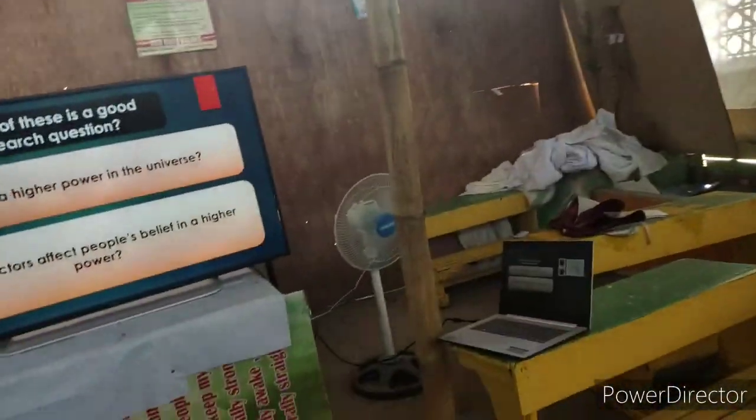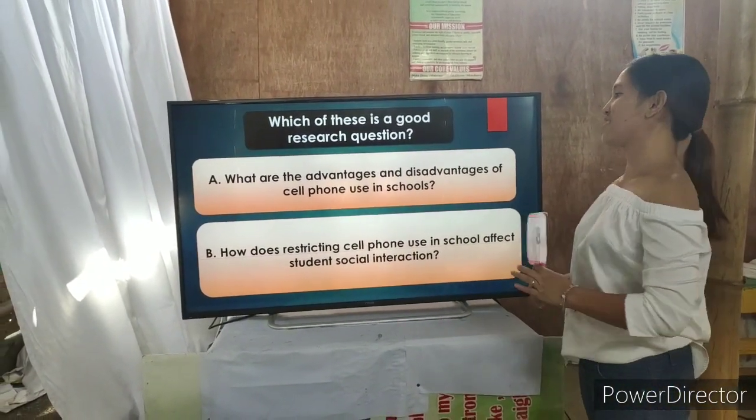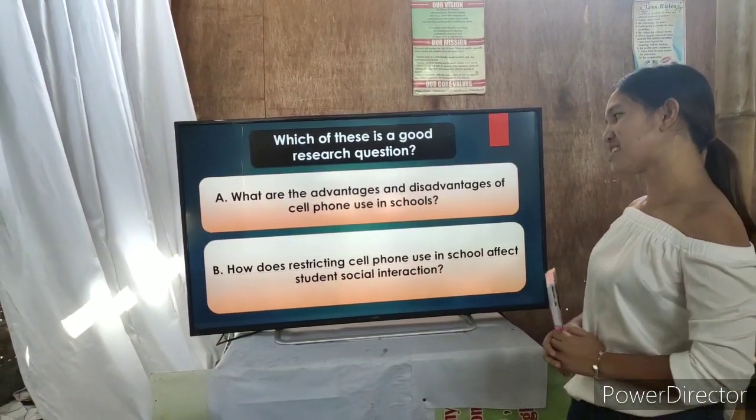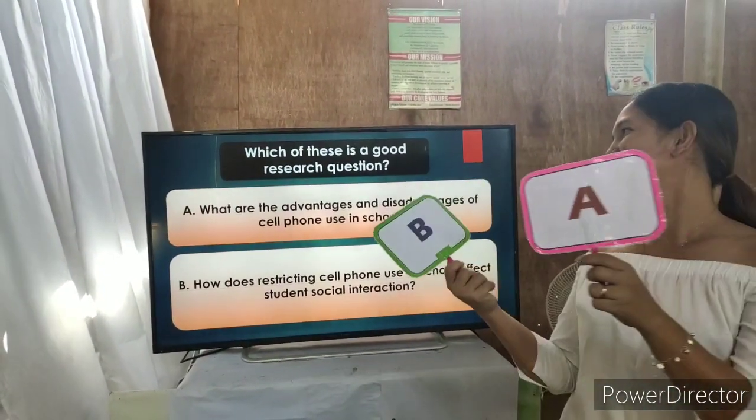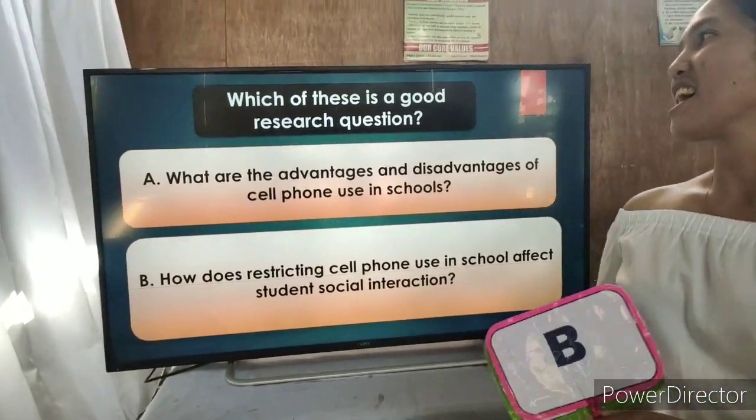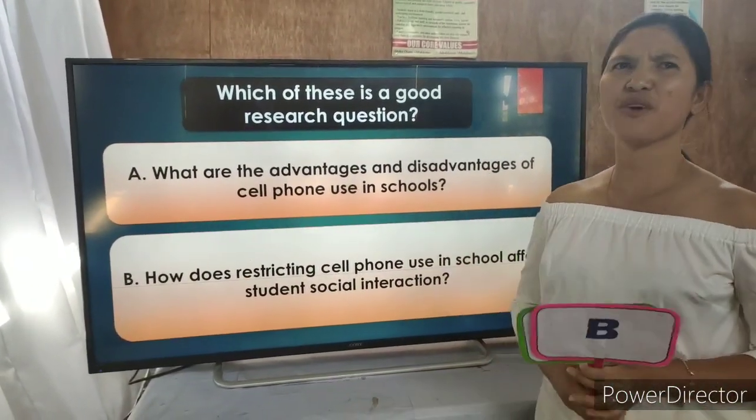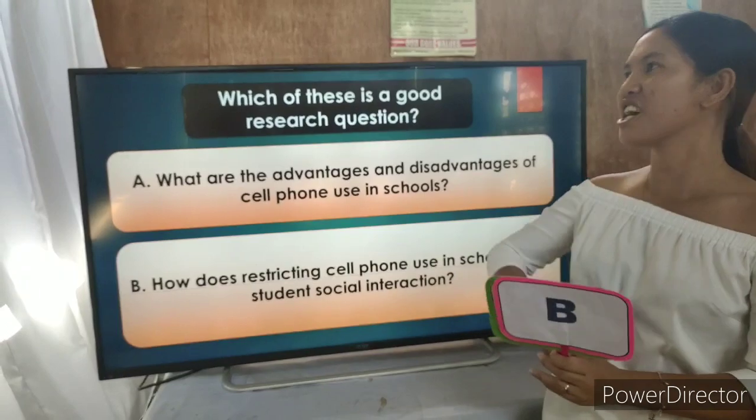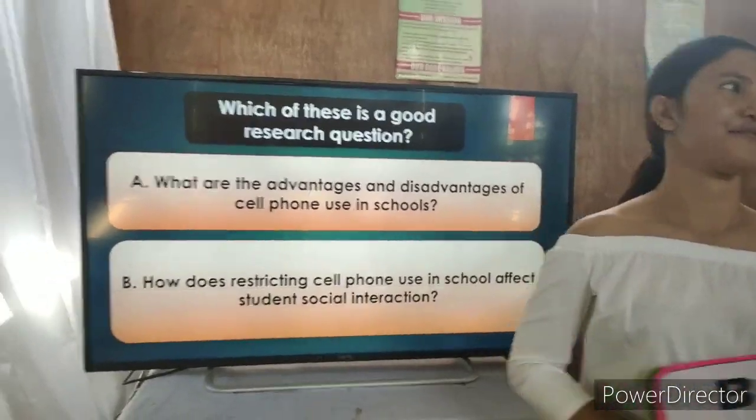Is this a good research question? Letter A. What are the advantages and disadvantages of cell phone use in schools? B. How does restricting cell phone use in school affect students' social interaction? What is the answer? Letter B. Because it was discussed a while ago that a research question is complex, right? What are the advantages? It is easy to answer using Google, no? If you Google it, Google will give you different advantages and disadvantages of using cell phones. So letter B is the answer.